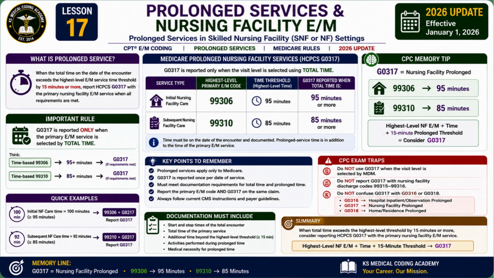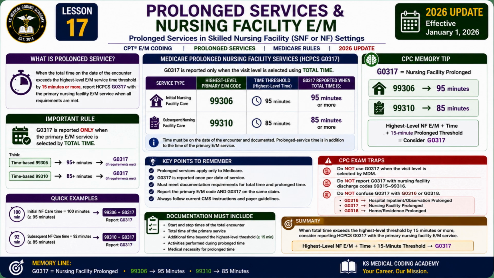Now let's discuss prolonged services for nursing facility E/M coding. For Medicare, prolonged nursing facility services are reported with HCPCS G0317. This code is used when the primary nursing facility visit is selected using total time and the applicable prolonged service threshold is reached. For initial nursing facility care, the highest level code is 99306, and the Medicare prolonged service threshold is 95 minutes. For subsequent nursing facility care, the highest level code is 99310, and the threshold is 85 minutes. An important CPC point is that G0317 is not reported when the primary E/M level is selected using MDM.